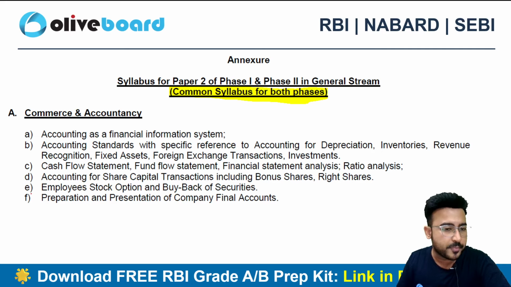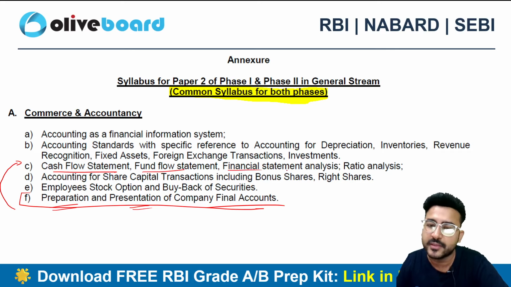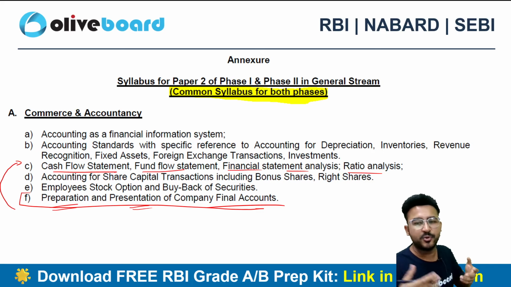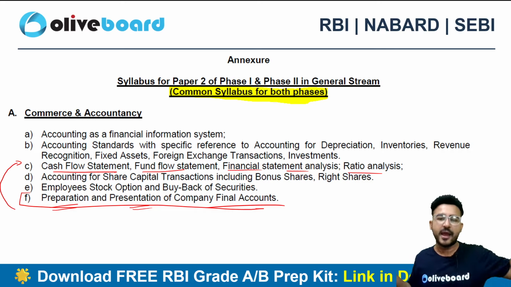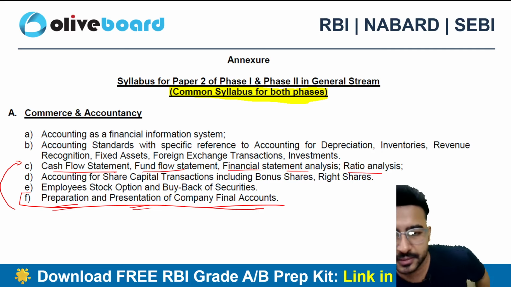Next one is your preparation and presentation of your company final accounts. I personally feel that this particular topic should be here, right? Before C at least. So first you need to understand the preparation and presentation of company final accounts, then only you should proceed with cash flow statement, fund flow statement, and then the financial statement analysis. If you don't know the financial statement, how you'll be able to analyze it, right? That's why this F topic ideally should be just below the B topic, right?